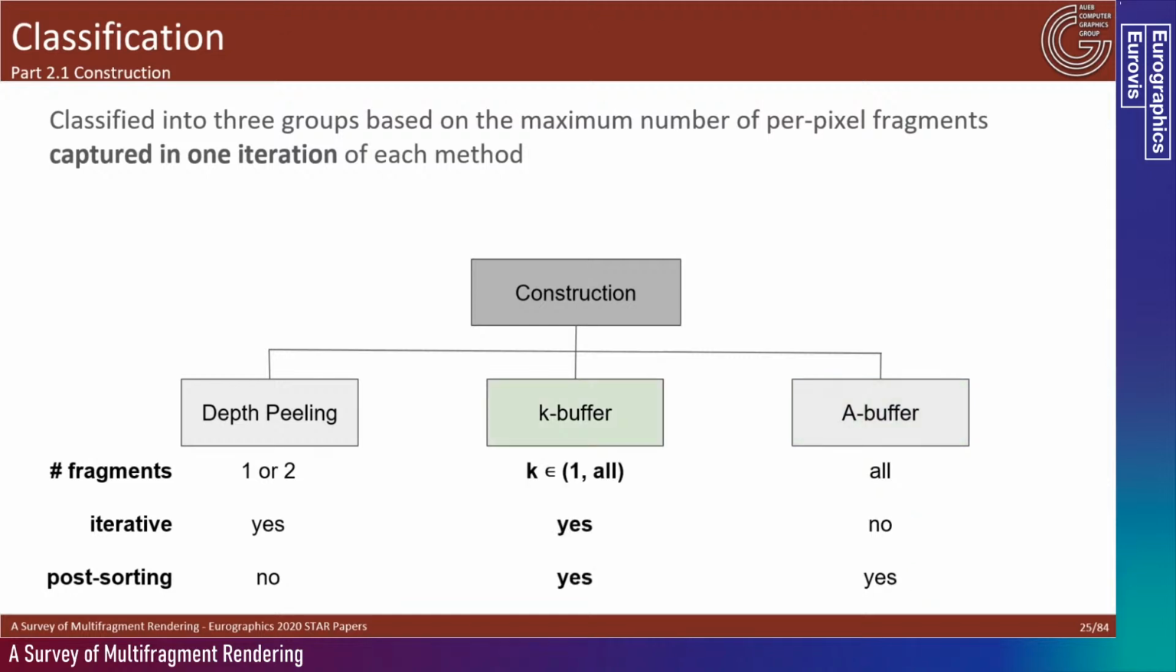Finally, K-buffer approaches offer a middle ground between the traditional depth peeling and the more advanced A-buffer approaches. In general, K-buffer methods are capable of capturing the K-best fragments in each iteration, and in most typical scenarios, by K-best we usually mean K-nearest fragments with respect to the viewer. Compared to depth peeling, using a K-buffer we usually require fewer iterations, and that's because we can capture a larger subset of fragments in each iteration. However, we are also required to manually sort the fragments ourselves.